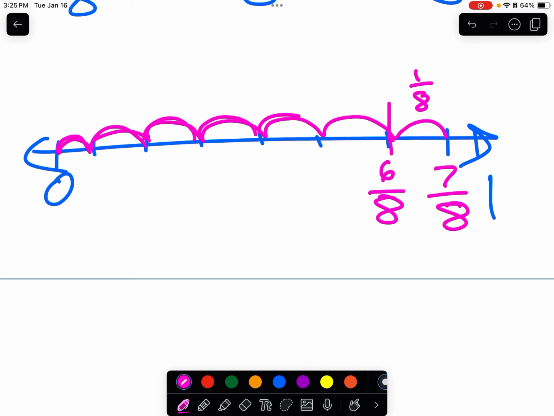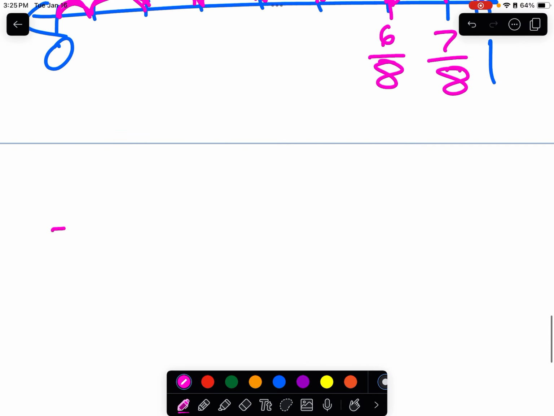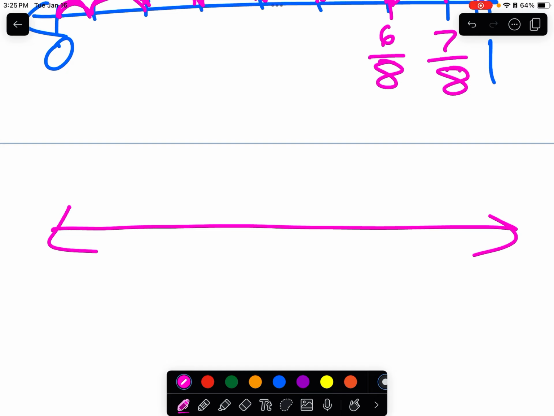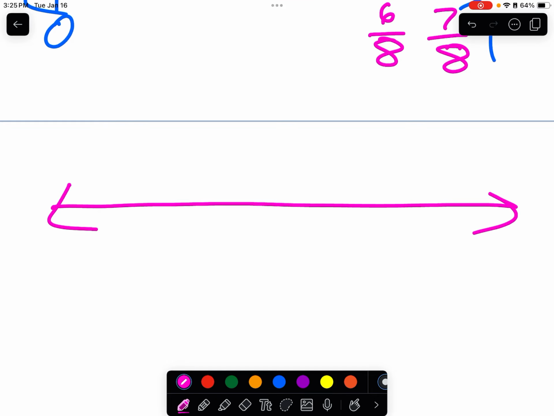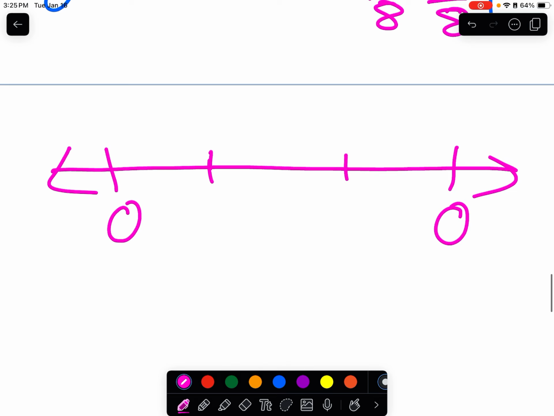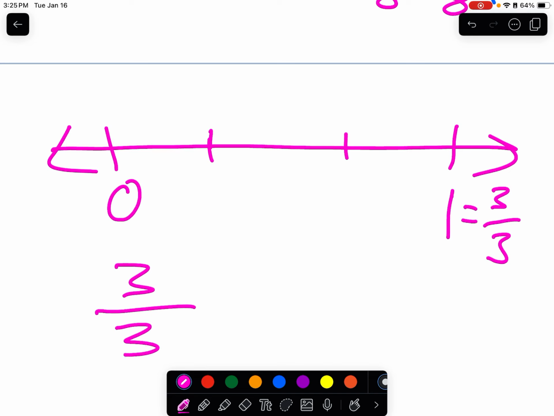So some people, they like to do the jumping method. And guess what? It works the same if you are subtracting. Let's do a smaller number line. Let's do 0 and 1. Divide it maybe into 3 parts. Now remember, the 1 here is equal to 3/3. Let's say the equation is 3/3 minus 1/3. Well, we know 3/3 is at this tick mark here. Let me mark it right there.